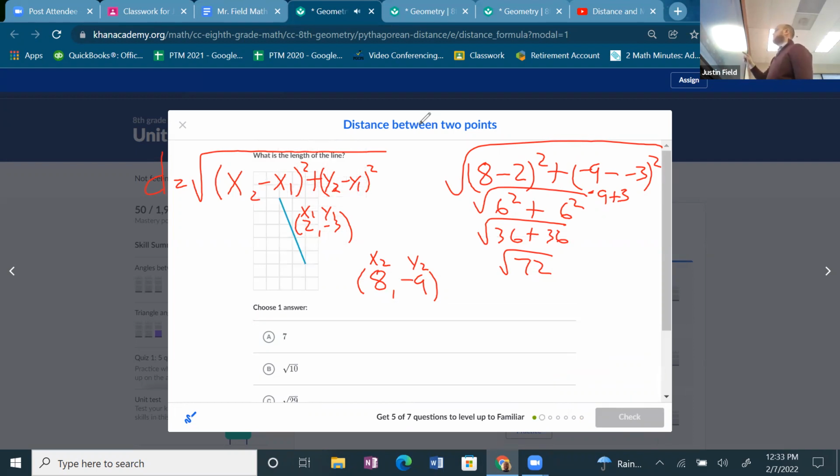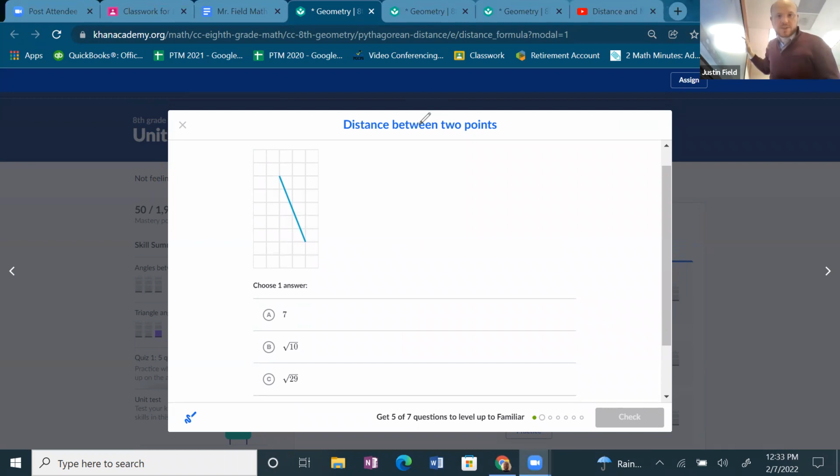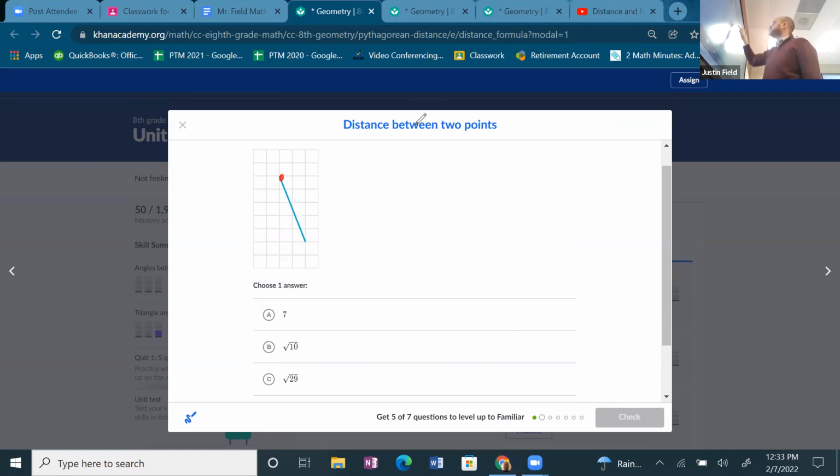All right, you want to see one more time? What's the length of the line? I can't see it on my screen too much. But this one actually, what we got to do, they didn't give us coordinates. So for this one, we got to draw the triangle. And actually, you can draw the triangle. You can do that too. So that's 2, and then 1, 2, 3, 4, 5, 5, and then we can use the Pythagorean theorem.